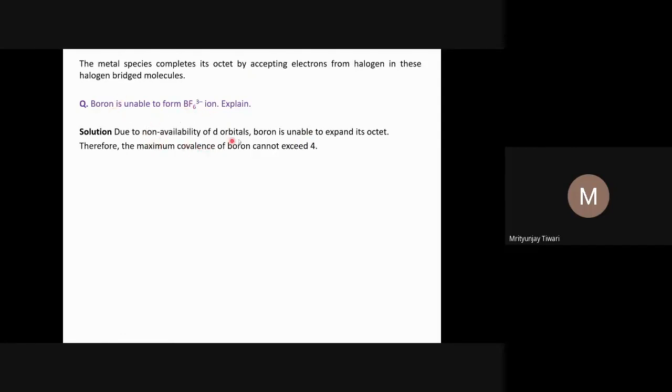So due to the non-availability of d orbitals, boron is unable to expand its octet. Therefore, the maximum covalency of boron cannot exceed 4. So it cannot expand its octet, and thus BF6 3- cannot exist.